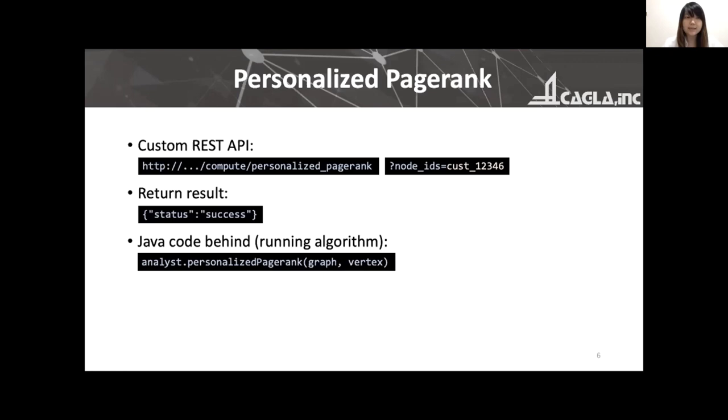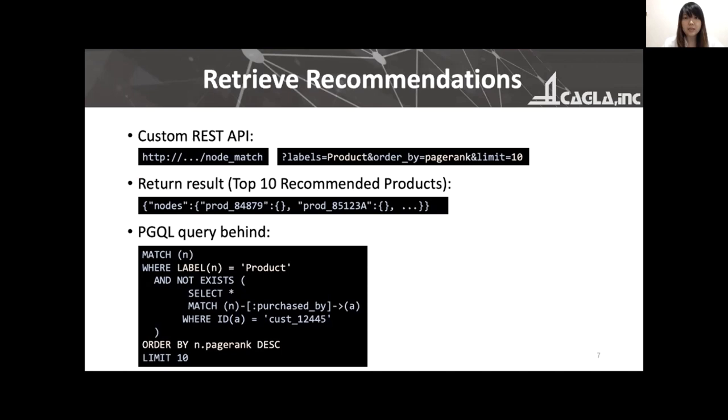The second REST API we will need is to run node match. This will return a list of 10 recommended products. Therefore, the result will be converted into a list of 10 recommended products and displayed in the web application.